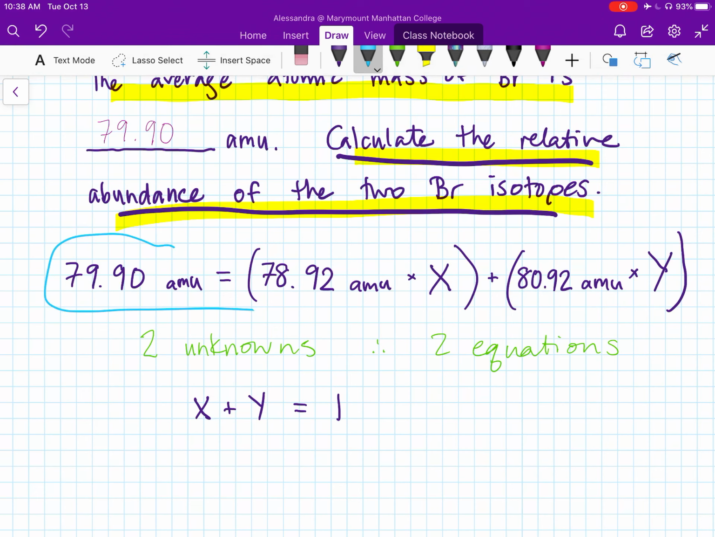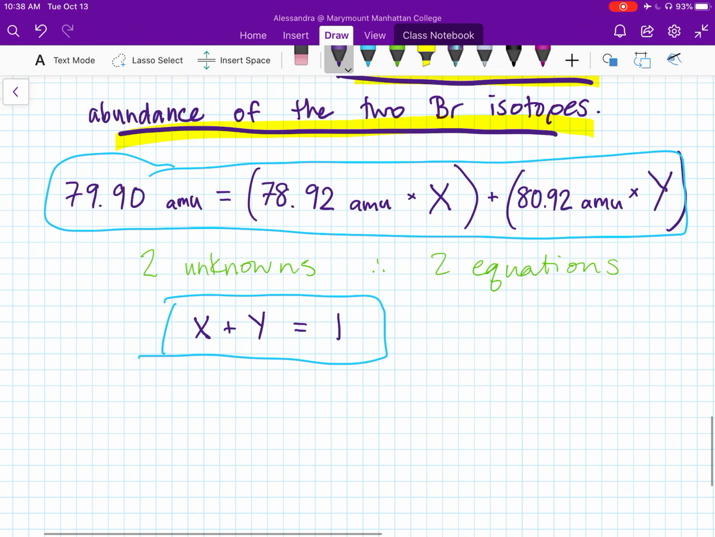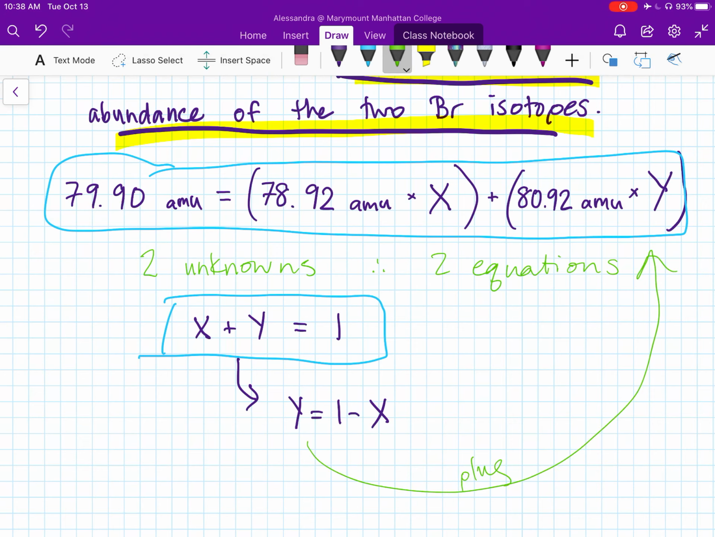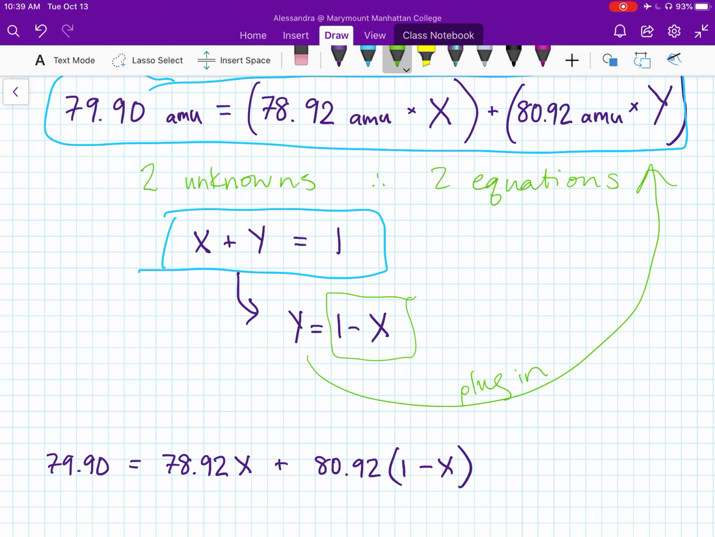So now I have two equations. And if I have two equations and two unknowns, then that is something I can solve. I am going to rearrange this equation to say that y equals 1 minus x. And then I am going to plug it in for y. That will enable me to solve for x, and once I solve for x, I can solve for y too. So I'm going to substitute in that value for y, and then solve. I'm going to leave out the AMUs to say that 79.90 equals 78.92x plus 80.92 times 1 minus x. Because remember, I plugged in this value for y up here.